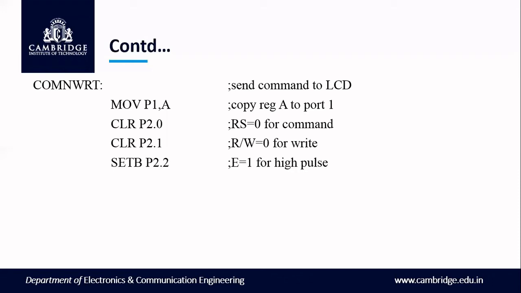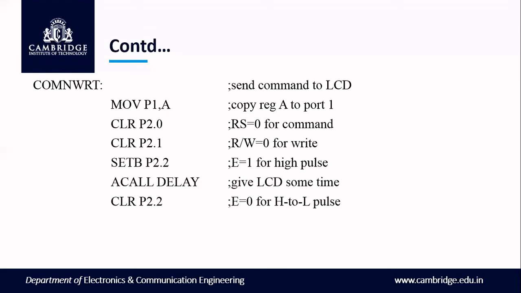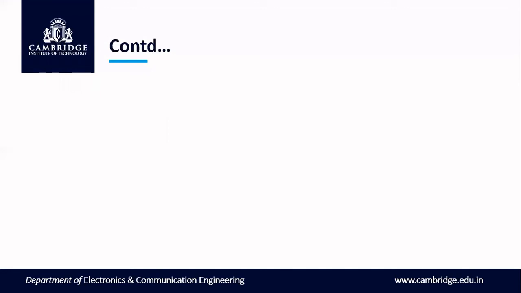Then you are setting P2.2, that is, you are making enable as 1, a high pulse for enabling the functionality of the LCD. Then you are calling delay. Then, after clearing the enable, meaning you are disabling the display, you return back. Returning back, again you are entering some more codes like that.